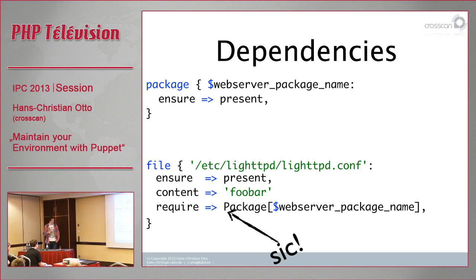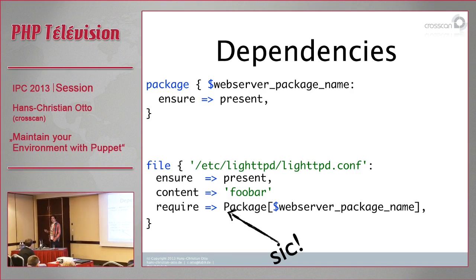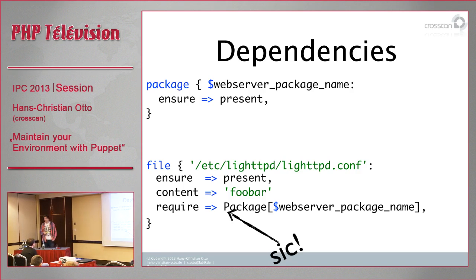Actually, you might have noticed this capital P there. This is actually on purpose. In Puppet, if you create a resource, you write everything lowercase. As soon as you reference a resource somewhere, you have to write the first letter as a capital. I guess that's because someone didn't know how to write a parser or something. I got no sane reason for that. Sorry, you just have to live with it.